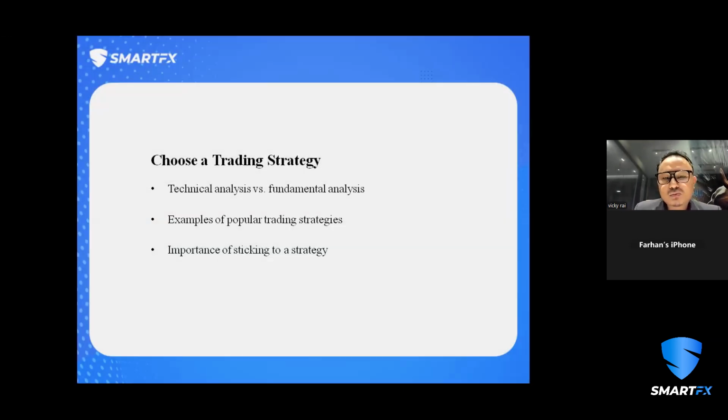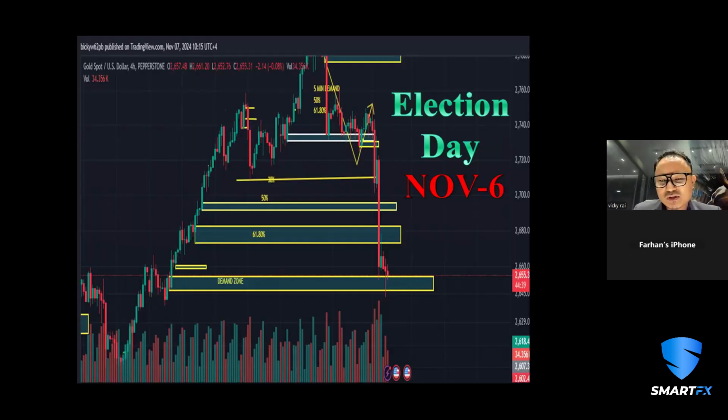Okay, so I was talking about technical analysis versus fundamental analysis. Something interesting happened on election day, November 6th. You can see that gold actually crashed on that day. Not literally crashed, but it went down by $97. So this is called fundamental. Not only the election day, it also happens on NFP, CPI, and PMI. So you have to be really careful when you are trading, especially during the news hours.